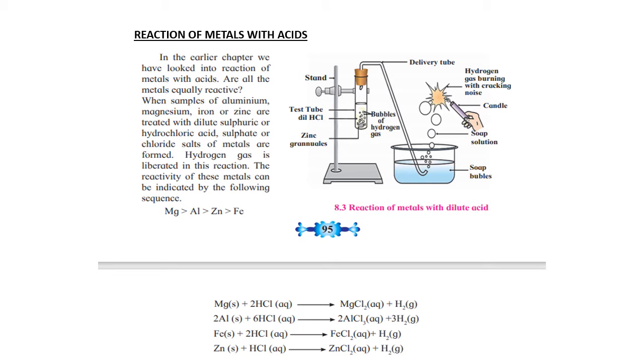The reactivity of these metals can be indicated by the following sequence. That means magnesium is more reactive than aluminium, aluminium more reactive than zinc and zinc more reactive than iron. So when you write down the chemical equation, magnesium reacts with hydrochloric acid to form magnesium chloride and hydrogen gas. Similarly, aluminium reacts with hydrochloric acid to form aluminium chloride and hydrogen gas. Iron reacts with hydrochloric acid to form iron chloride and hydrogen gas. Zinc reacts with hydrochloric acid to form zinc chloride and hydrogen gas.